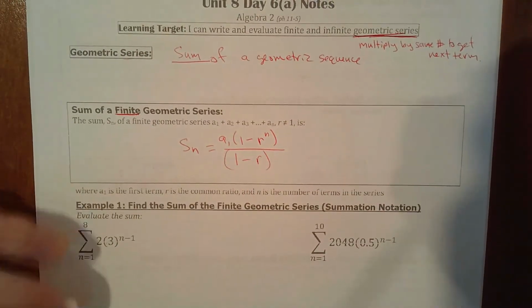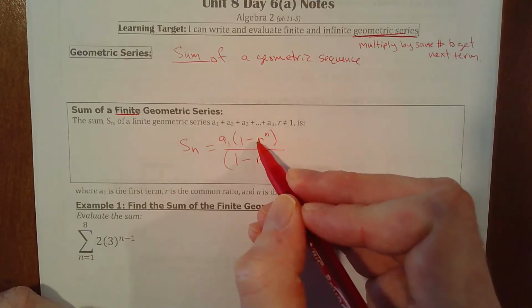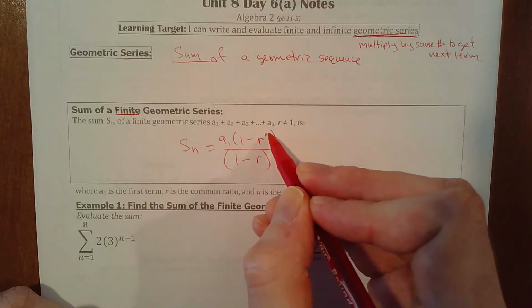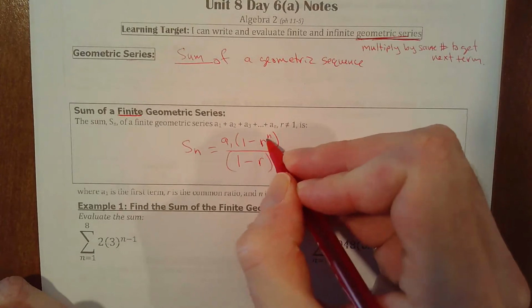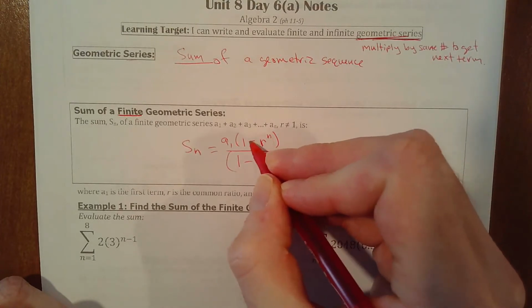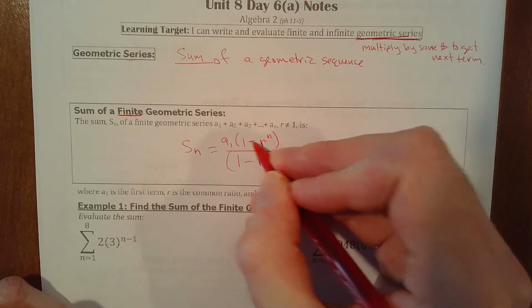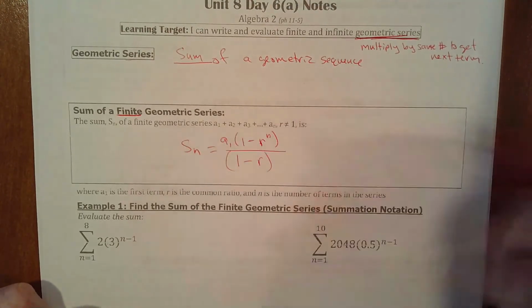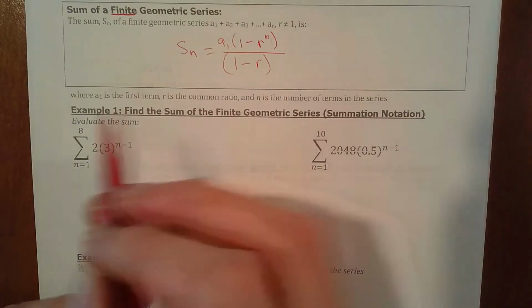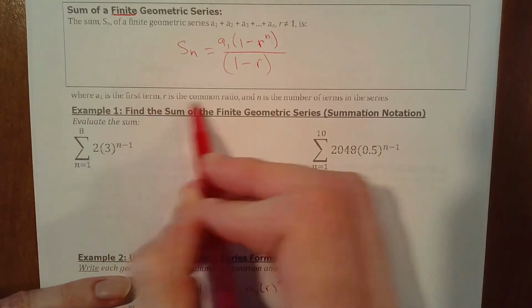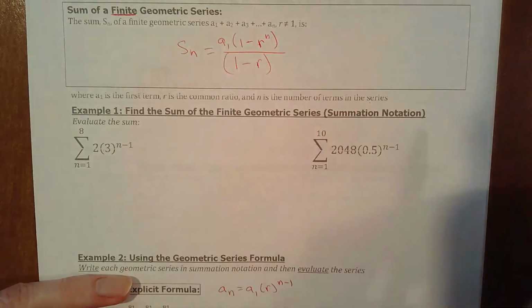I put those in parentheses because when you put them in the calculator, you want those in parentheses. If r is negative, make sure you put that in parentheses also, because it all depends. If it's a negative to an odd power, then it's going to be a minus, so minus and negative is plus. But if it's negative to an even power, it's going to be positive, so you're actually going to subtract that. So we do want to keep our order of operations correct here. Again, a sub 1 is the first term, r is the common ratio, and n is the number of terms in the sequence. So that's what all these letters mean.